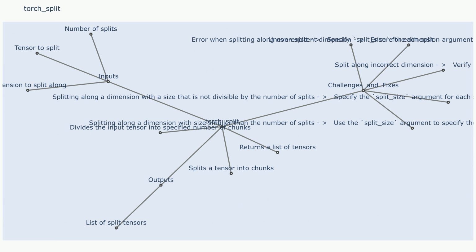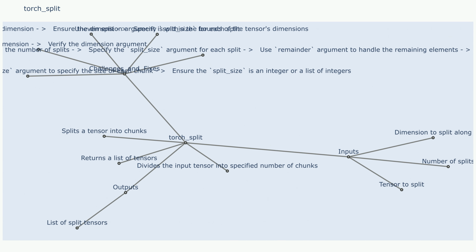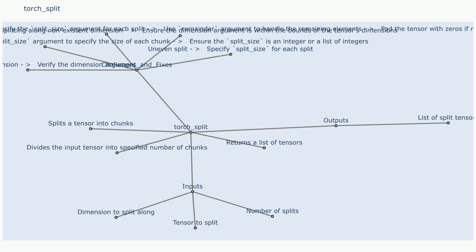Splitting along incorrect dimension. Sample use case: providing an incorrect dim value will result in the tensor being split along an unintended dimension. Fixes. Double-check the dim value to ensure it corresponds to the desired splitting dimension. Remember that the default value is 0, which splits along the first dimension.